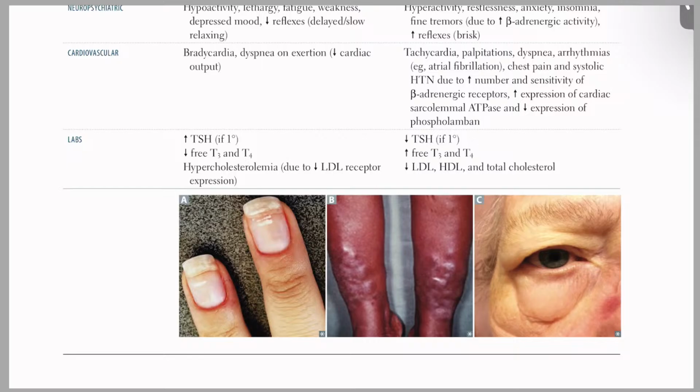Lab: increased TSH if primary, decreased free T3 and T4, hypercholesterolemia due to decreased LDL receptor expression. In hyper: decreased TSH if primary, increased free T3 and T4, decreased LDL, HDL and total cholesterol.